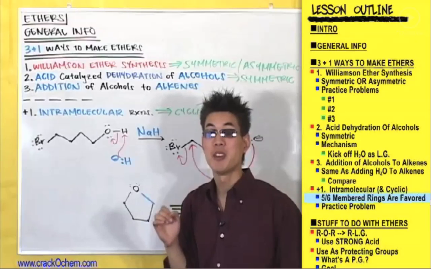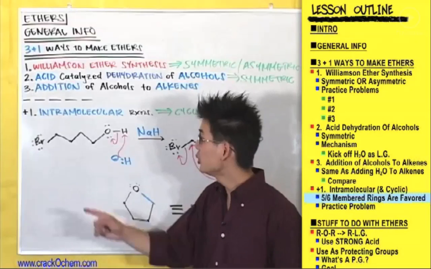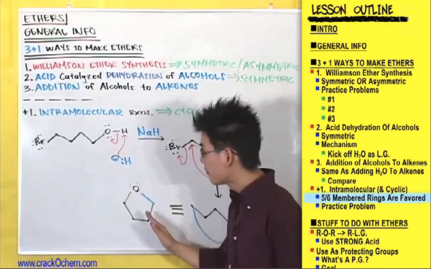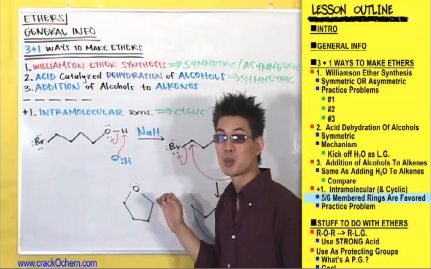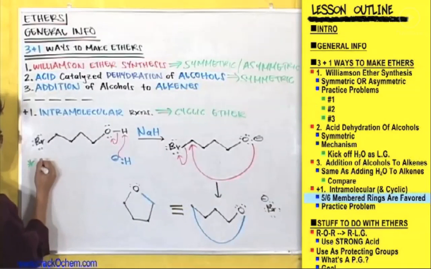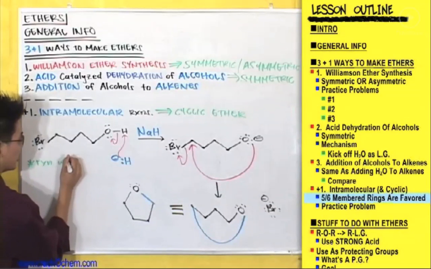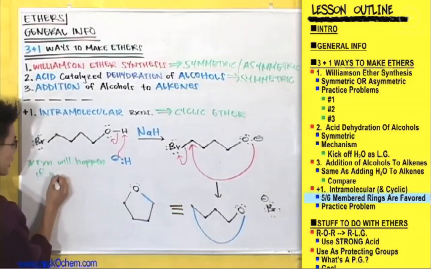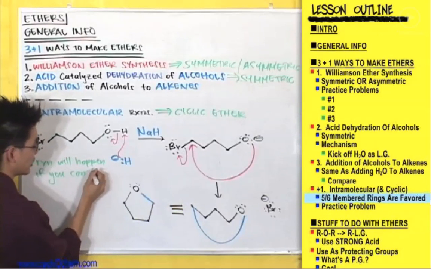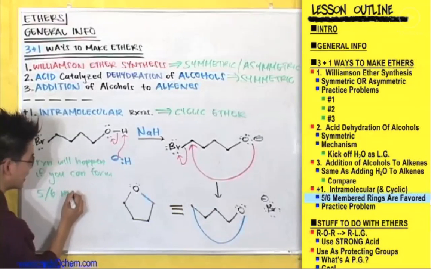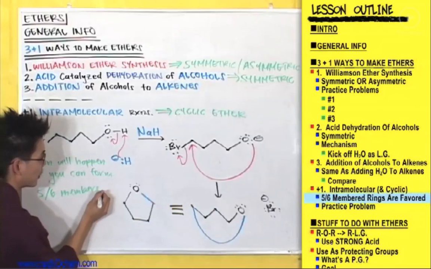These compounds have to be very specific. You can only do an intramolecular reaction like this if you're going to be able to form a 5 or a 6-membered ring. Okay, so let's go ahead and write this down. That this reaction will happen if you can form a 5 or a 6-membered ring.